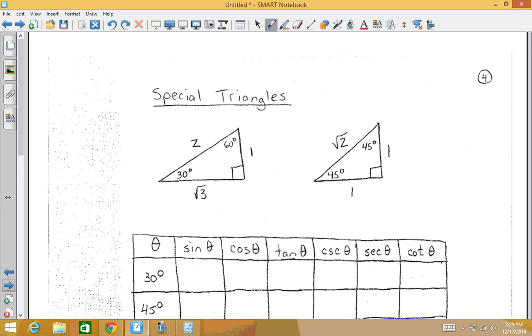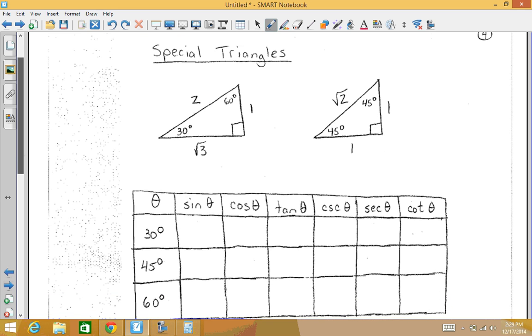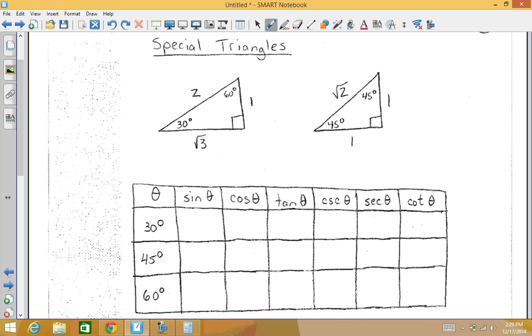Okay, last page. And what we have here on the last page is called the special triangles. Again, these triangles should look familiar to you. You should have seen these in geometry. We have a 30, 60, 90 triangle, and we have a 45, 45, 90 triangle.